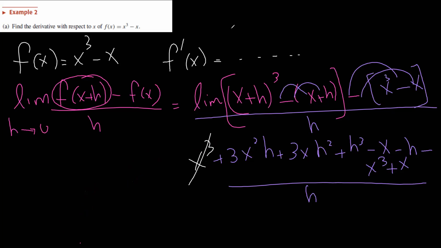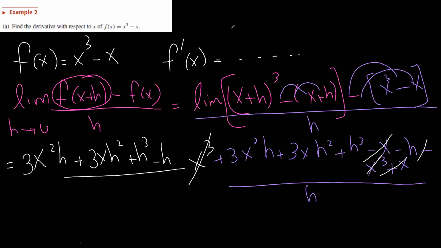Now x cubed with minus x cubed will cancel each other. Now 3x squared, does it cancel? No. Here negative x with plus x will cancel each other. Okay, so what will you have now? You will have 3x squared h plus 3xh squared plus h cubed minus h over h. Is it right?